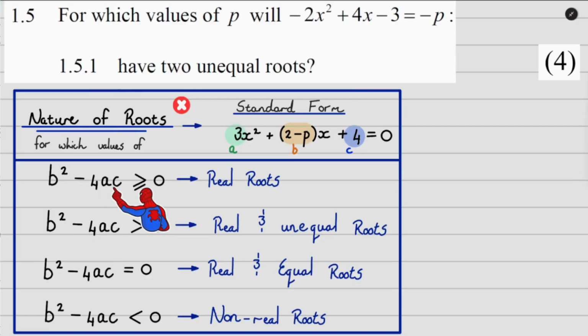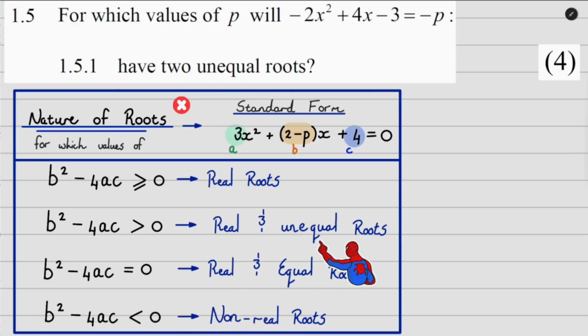A, b, and c are representative of the coefficients of x squared, x, and the constant term respectively. If I want real roots, I model it to be bigger than or equal to 0. If I want real and unequal roots, I model it to just be bigger than 0. If I want real and equal roots, I make the discriminant equal 0. And if I want non-real roots, I make my discriminant less than 0.